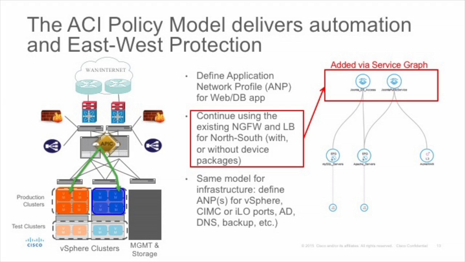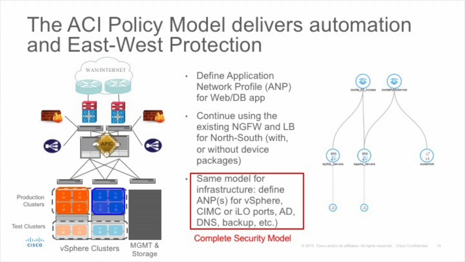But essentially it's going to say the traffic between my external networks and my Apache web server will have to flow through this firewall and will have to have specific firewall rules. The traffic between these two applications has to go through a load balancer and has to go through specific services. So that's added to the contract via service graphs.